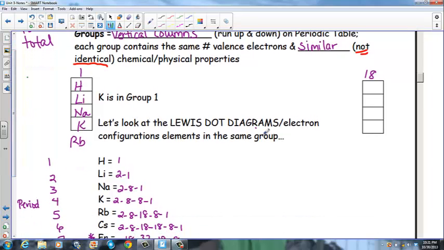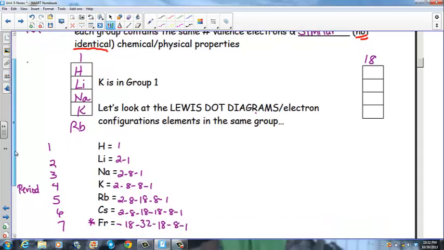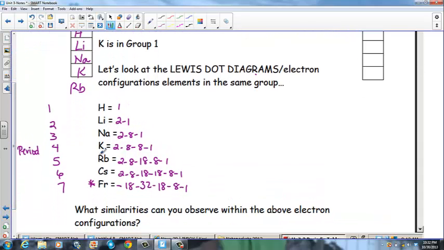So let's look at Lewis dot diagrams or electron configurations for elements in the same group. Groups are going down, so we're talking about columns, and group 1 consists of hydrogen, which is kind of separated from the periodic table, lithium, sodium, potassium, rubidium, cesium, and francium. These are all metals, all reactive in water. I'm going to do a demonstration on Monday to show you how some of these metals react and how their chemical properties change as we go across a period or down a group.